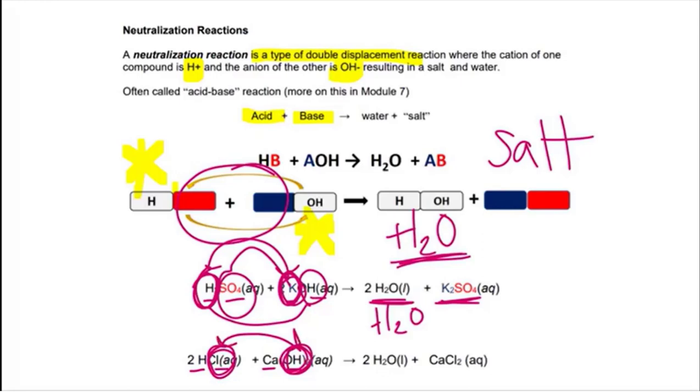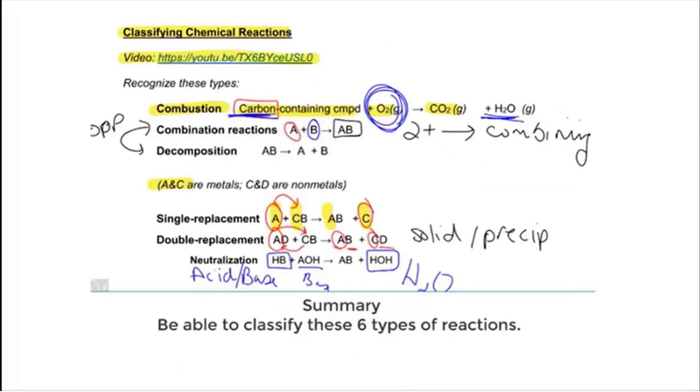Do that. So OH is going to be with H to form H2O. And then calcium is then going to be with my chloride, calcium chloride. Hopefully, going through those chemical reactions made sense. Go back, look at them, be able to classify 6 different types of reactions.